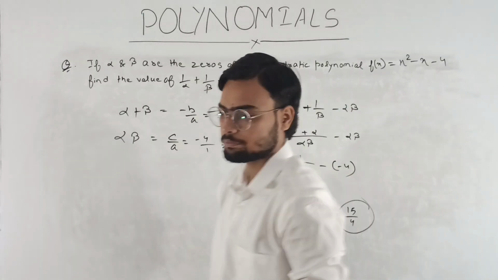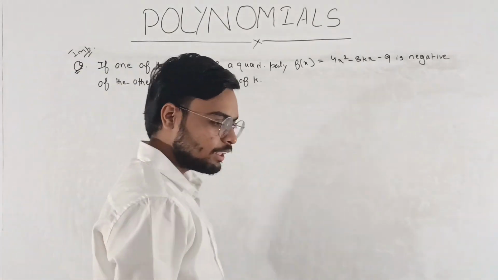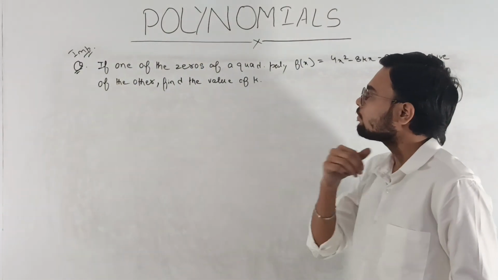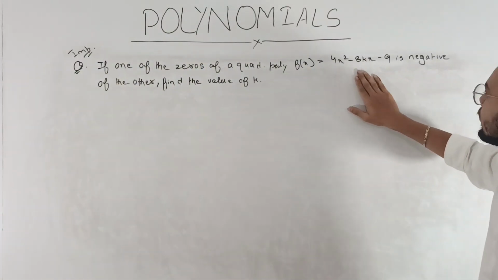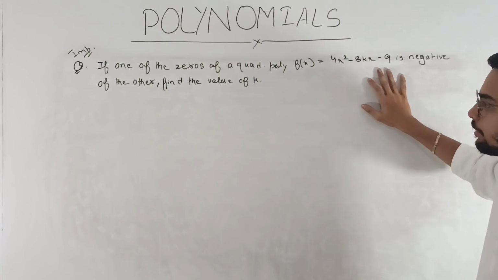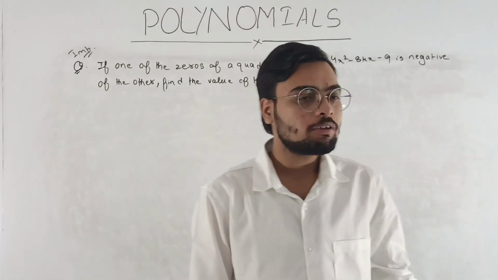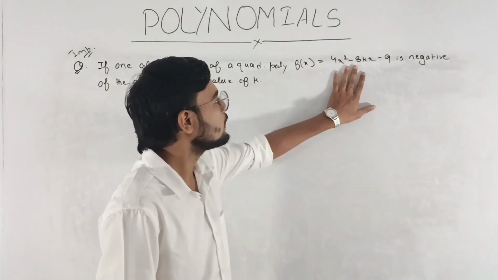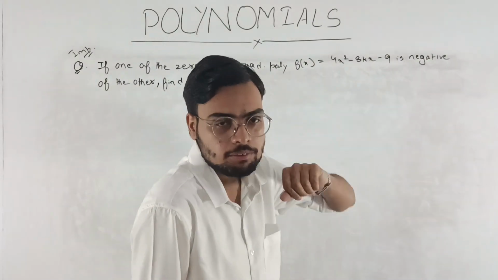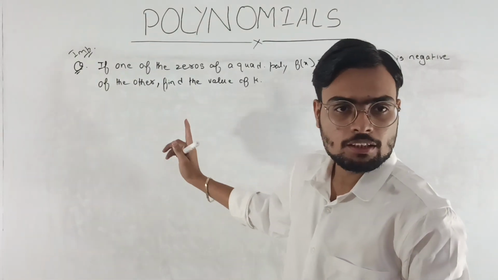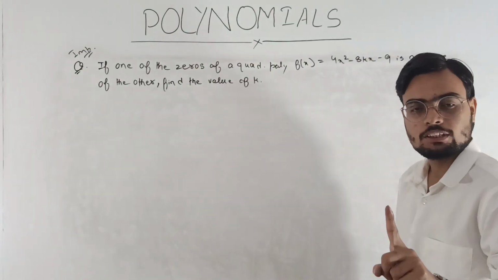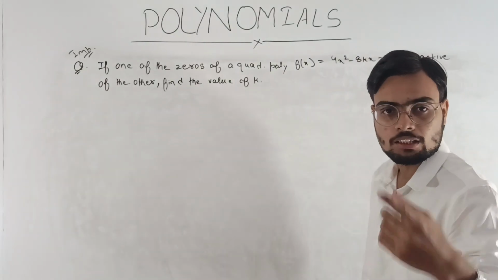Okay. Understood? Now look, our next question. The question is: if one of the zeros of the quadratic polynomial 4x² - 8kx - 9 is the negative of the other, then find the value of k. Now look, there is a polynomial 4x² - 8kx - 9, and the question says that one zero of this polynomial is the negative of the other.